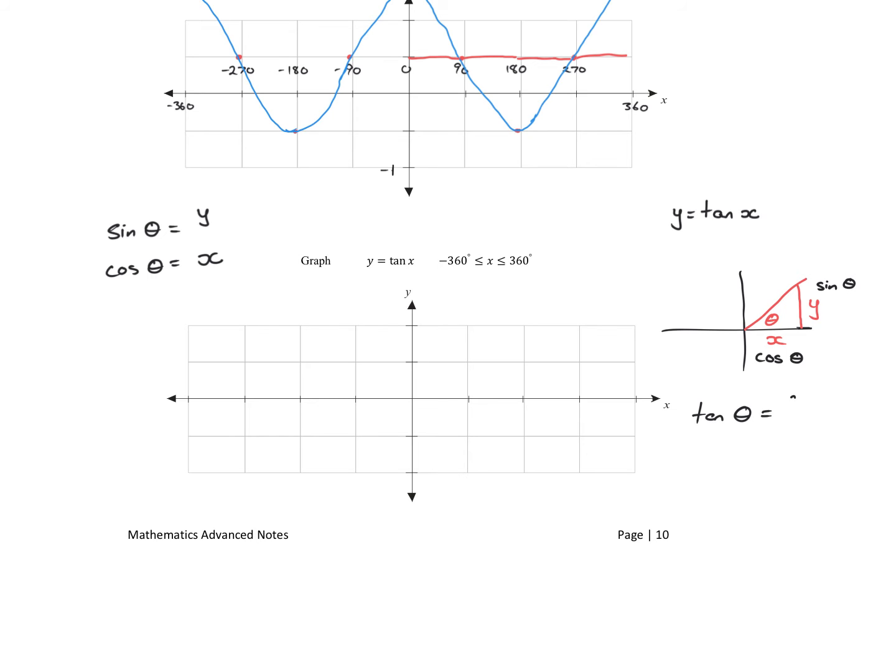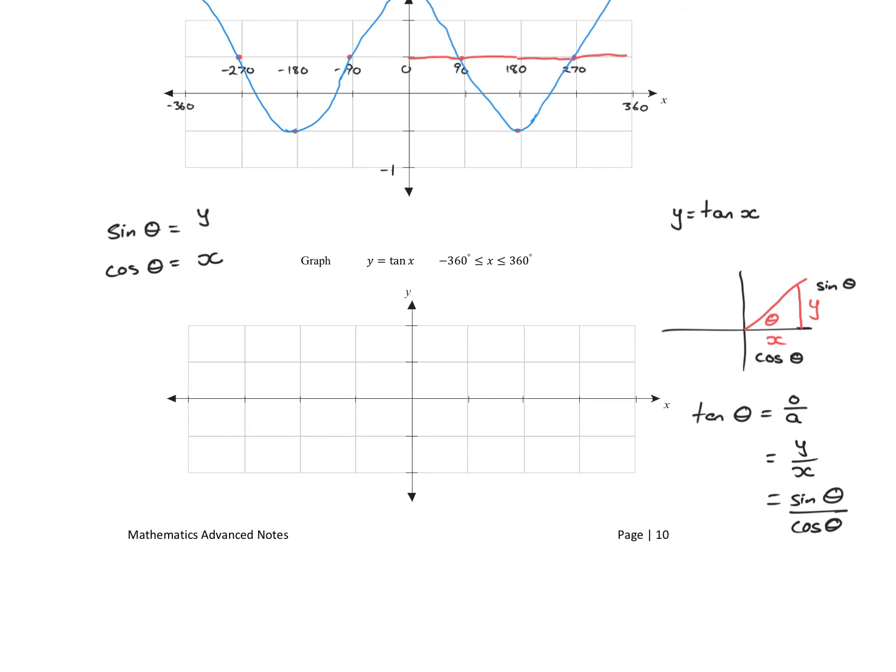So tan theta is equal to the opposite over the adjacent side, which is equivalent to y over x, which is equivalent to sine theta over cos theta. Does that make sense? So this is one of the identities: tan theta is equal to sine over cos. That means, what can cos theta never equal?